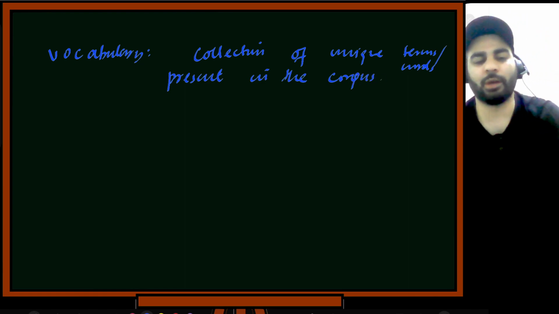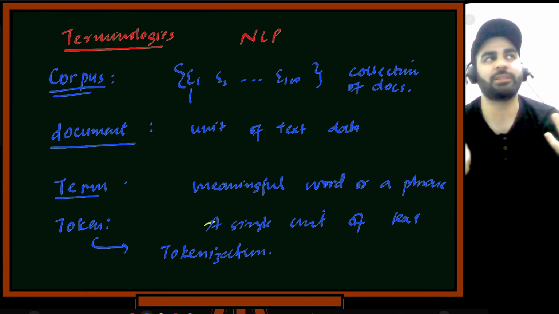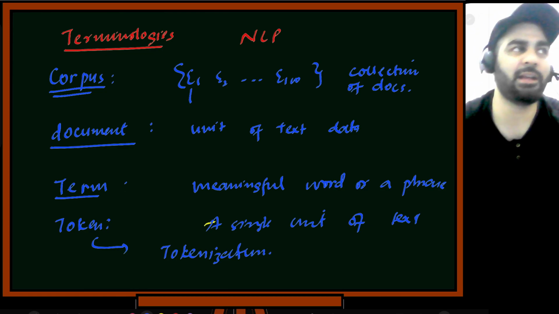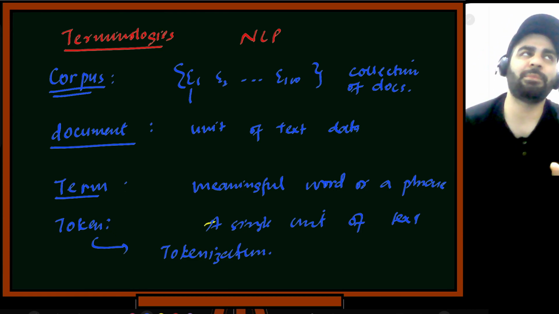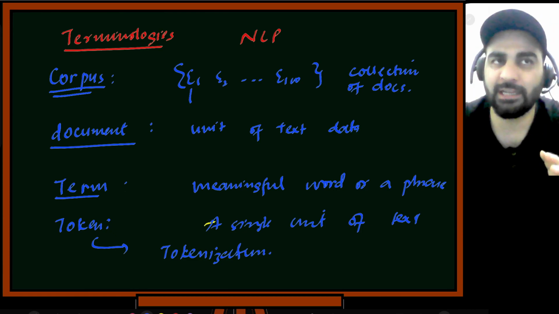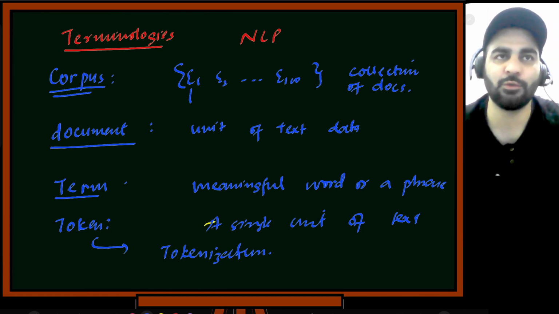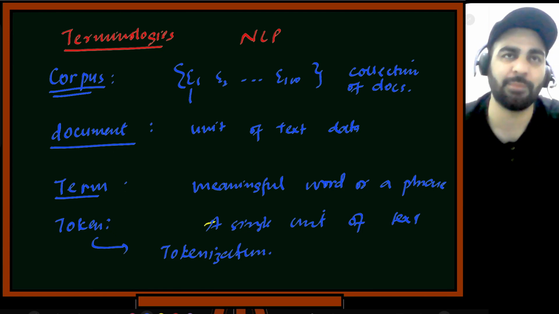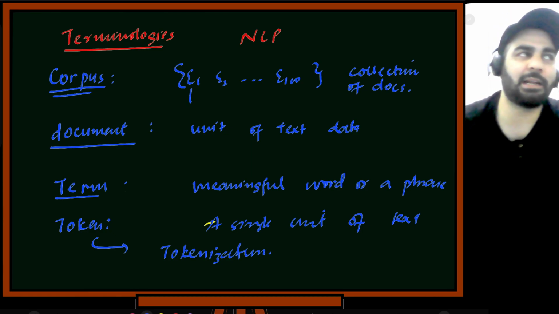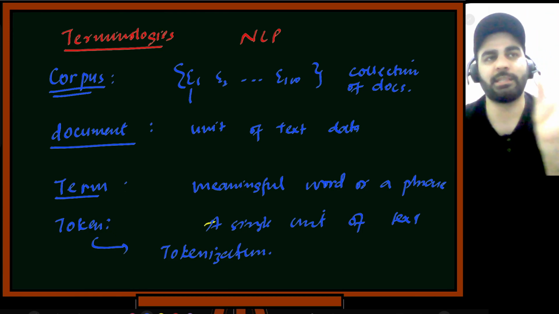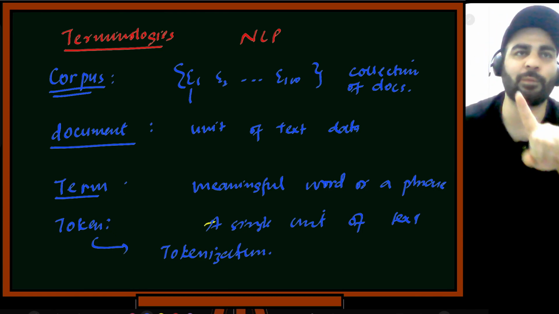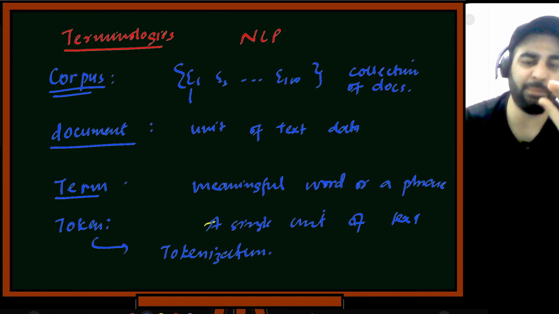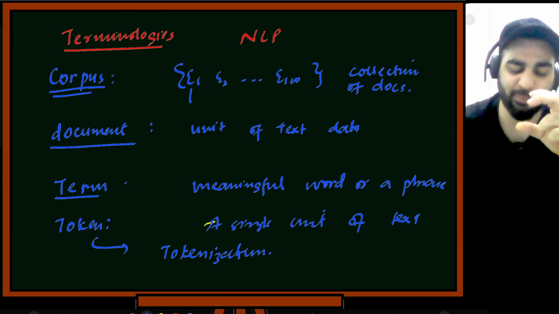So again going back to these terminologies, because I'll be using these instead of emails and reviews. Corpus basically means the set of all documents that you have. It may be a bunch of emails, you'll call that a corpus. It may be reviews, or medical test data or something like that. All of these combined are called a corpus. What is a document? A document is a single unit of text data. Let's say one email, one review, or one medical report, that will be a document.